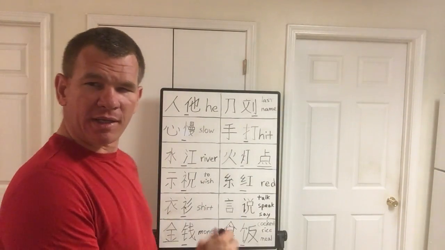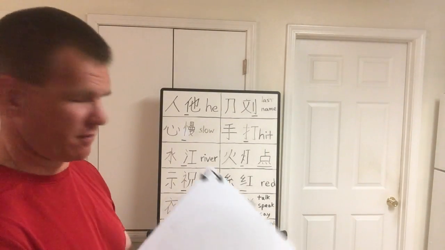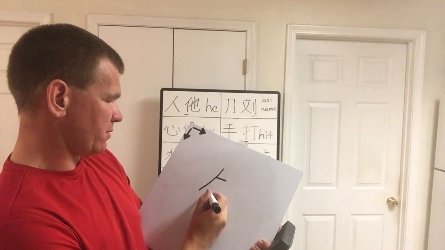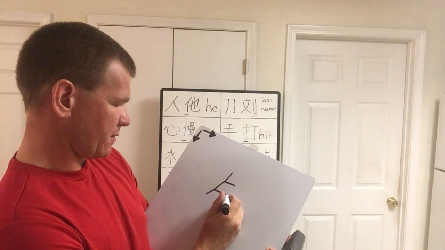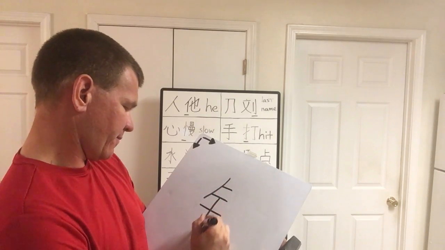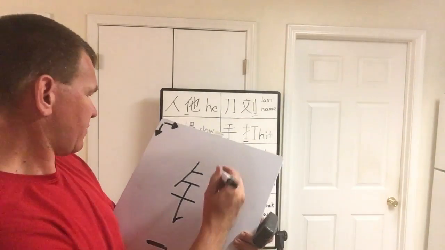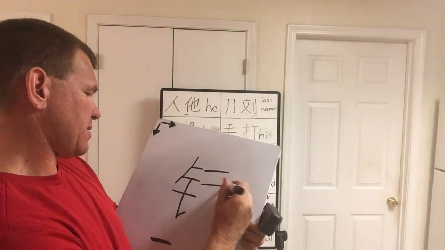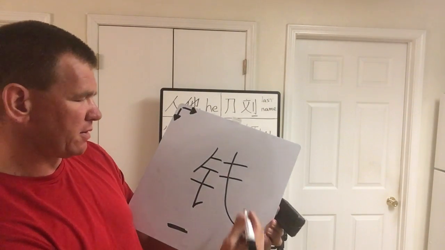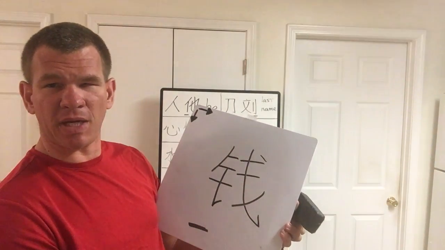Now the radical form, if you can see it on there, it's on the left. So it looks like this. 1, 2, 3, a little longer, 4, 5. All right, so that's the radical here on the left. 6, 7, 8. So that 8 has 2 directions. 9, 10. This whole character means money.